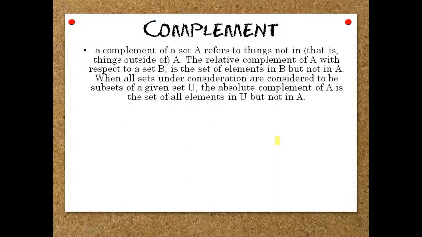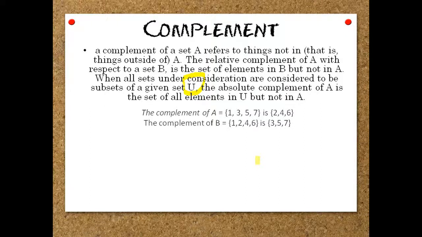When all sets under consideration are considered to be subsets of a given set, the universe, this symbol means universe. It means all the elements are included, inside and outside of the sets. The absolute complement of A is the set of all elements in the universe but not in A. So for us to understand it better, we're just going to use the Venn diagram.